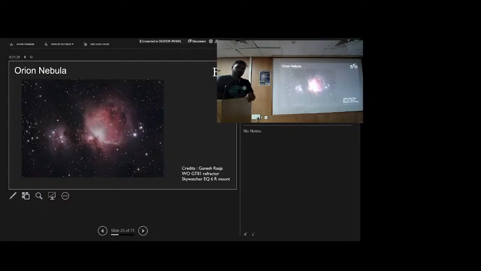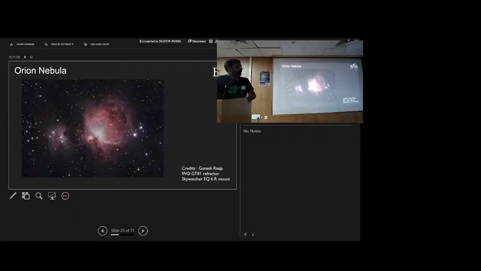And this is not my image, by the way. This is by one of our fellow past members, Ganesh. He's not here today. So it is his image, with this setup. The Skywatcher EQ6R is nothing but the model name of this mount, this entire setup.